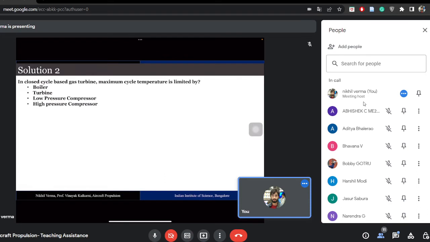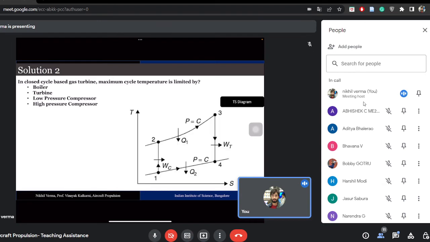Coming to question number two: in a closed cycle based gas turbine, maximum temperature is limited by what? Anybody wants to answer? Okay, the answer is the turbine, because the maximum temperature is achieved only after the combustion, when the flow enters the turbine.